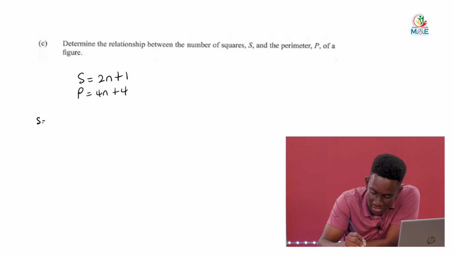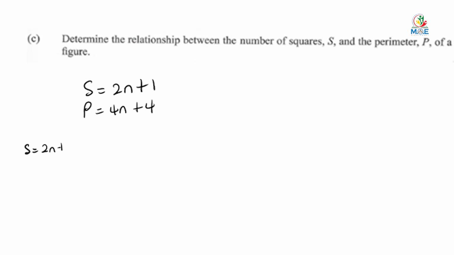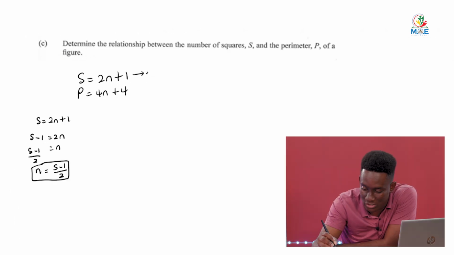So we'll have S is equal to 2n plus 1. To make n the subject, we just take over everything surrounding the n. So this 1 is adding, and when we take it over, we subtract. S minus 1 is equal to 2n. This 2 is multiplying, and when we take it over, we divide. So n is equal to S minus 1, all divided by 2. So this is the value of n when n is the subject of this equation.